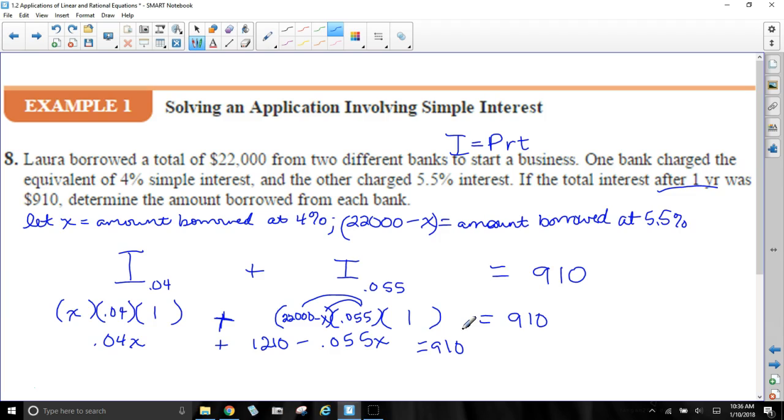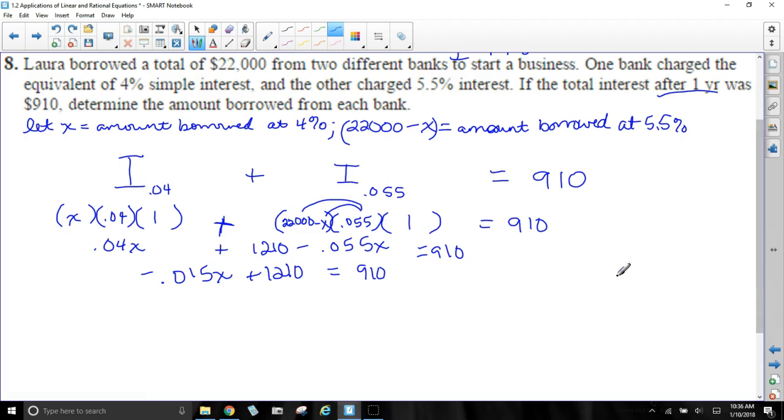Okay, time to combine some like terms. When I take 0.04 minus 0.055 to combine those like terms for x, I have negative 0.015x plus 1210 equals the right-hand side of 910. Get me some more room here. Okay, now we're going to get constants on one side and variables on the other, so I subtract the constant of 1210 from both sides.